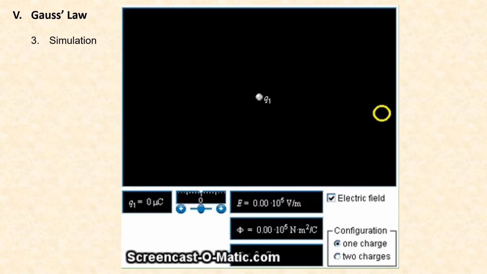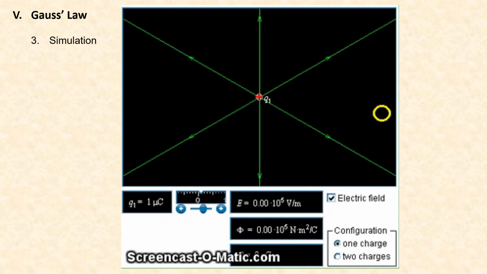Alright folks, we're going to take a look at a simulation here to try to help us understand this electric field line model, sometimes called the line of force model. What you see here in the middle of the black screen is a dot. Right now, that dot represents a charge. Right now there is no charge on that small spherical object, but we will now put a charge on it. As you see here, where the cursor is, it now has a positive 1 microcoulomb charge.